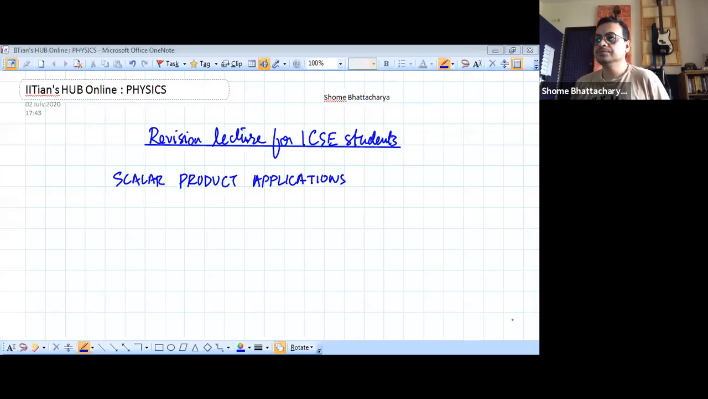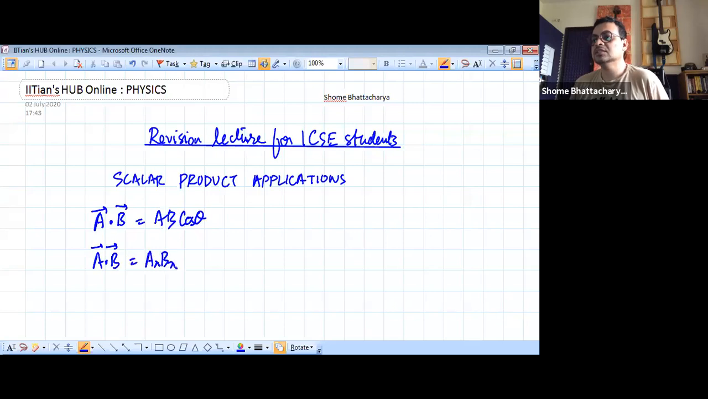Okay, so coming back to the applications of dot product or scalar product. First of all, we saw the definition of dot product is AB cos theta, or in terms of component algebra, it is equal to AxBx plus AyBy plus AzBz. Hope these two points are clear to all of you. If anybody has a doubt in the basic definition of dot product, please let me know by message.